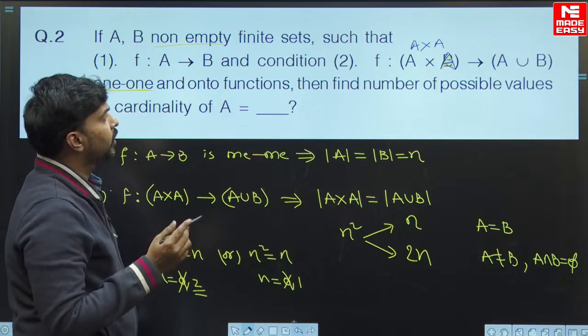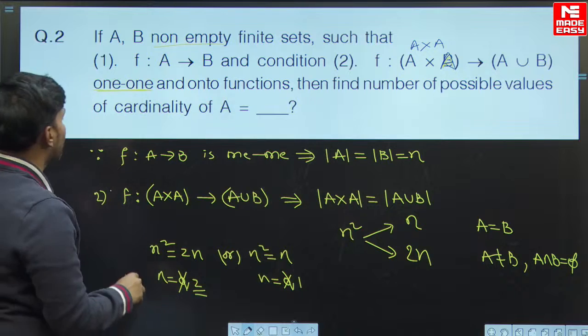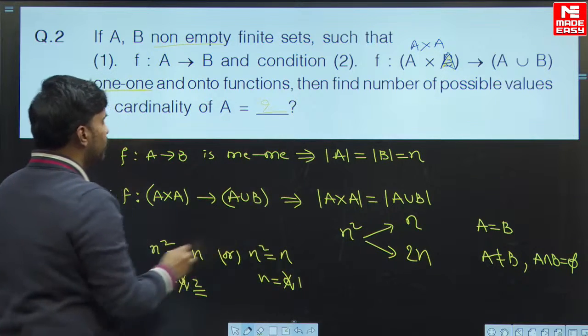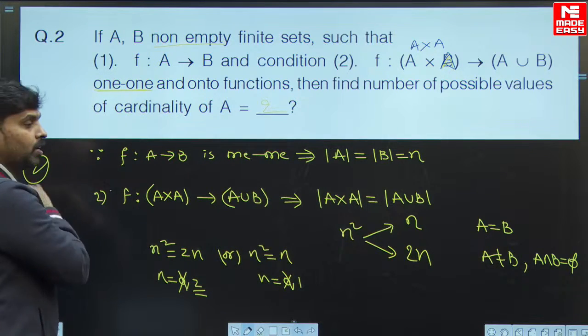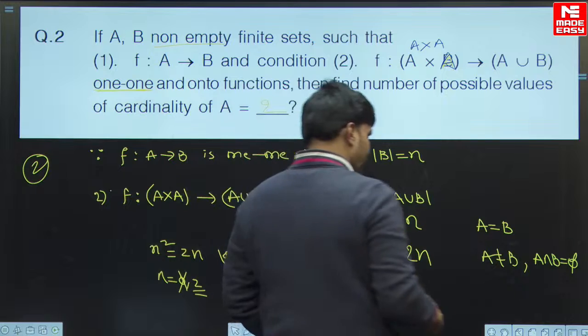So the number of possible values of the cardinality of A is 2. So the answer is 2 here. Okay, fine.